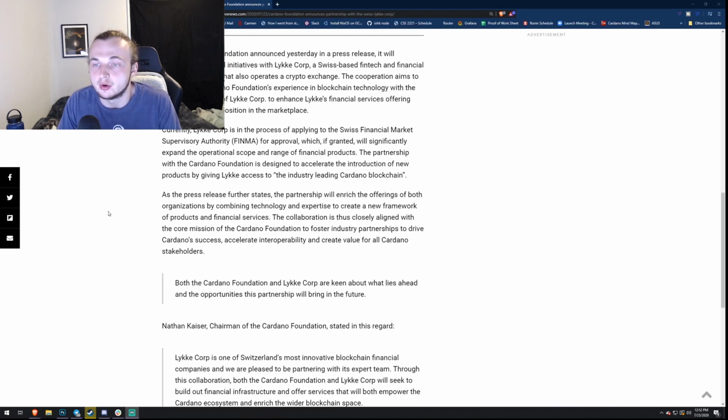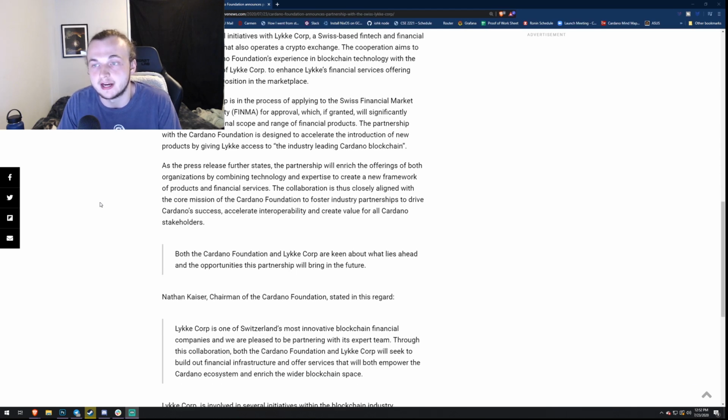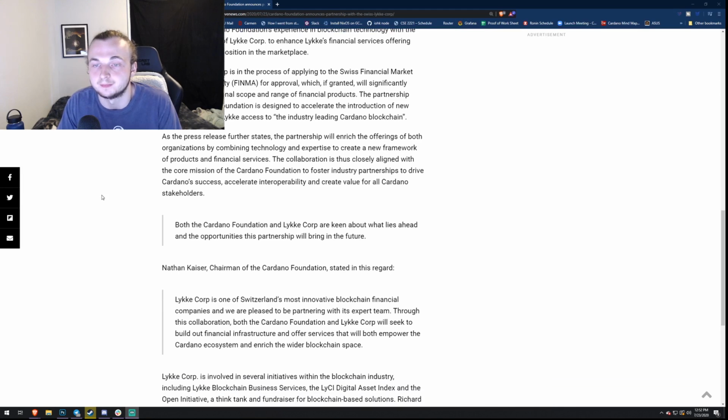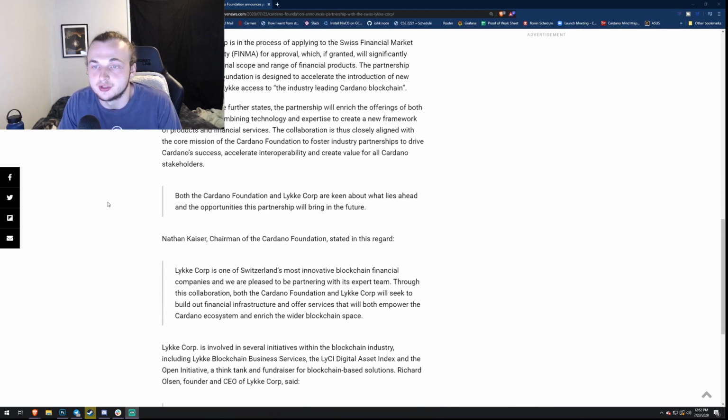Currently, Like Corp is in the process of applying to the Swiss Financial Market Supervisory Authority for approval, which, if granted, will significantly expand the operation scope and range of financial projects. The partnership with the Cardano Foundation is designed to accelerate the introduction of new products by giving Like access to the industry's leading Cardano blockchain. As the press release further states, the partnership will enrich the offerings of both organizations by combining technology and expertise to create a new framework of products and financial services.